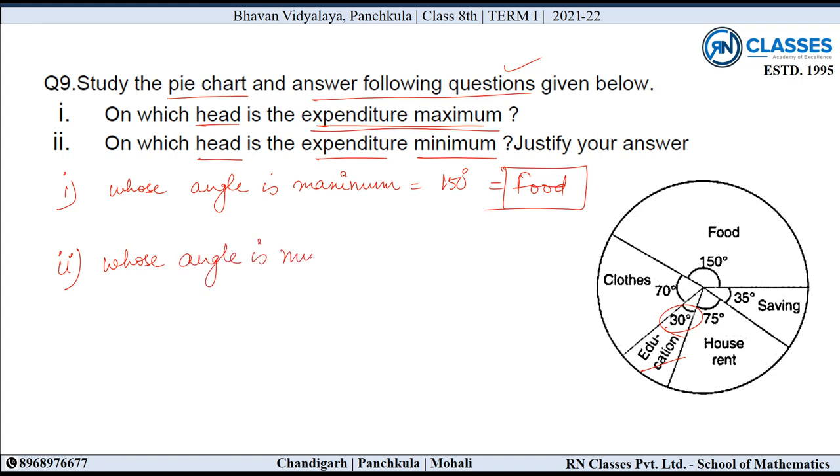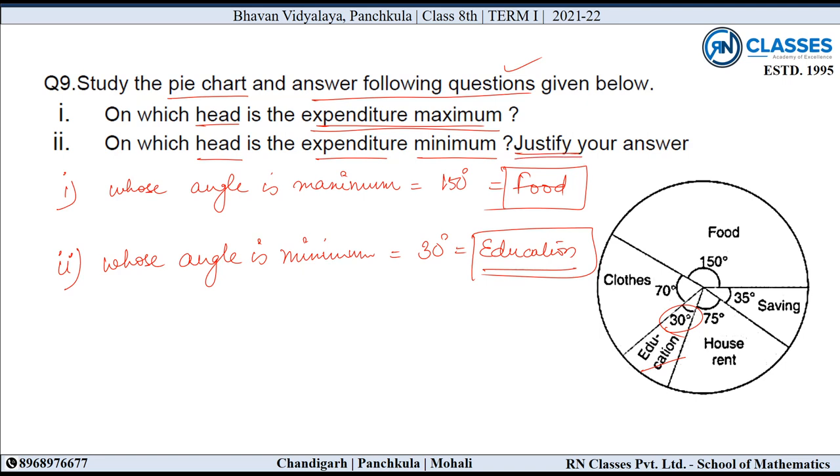Is minimum. Means 30 degrees means minimum. Right? This is the answer. So the angle is minimum. Now justify. There can be another way of justification.